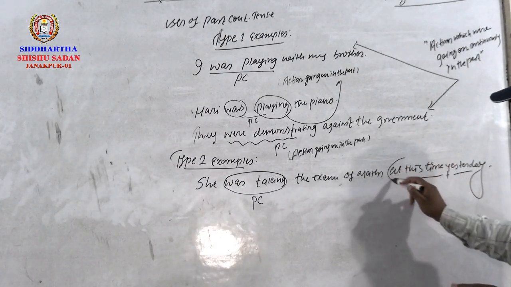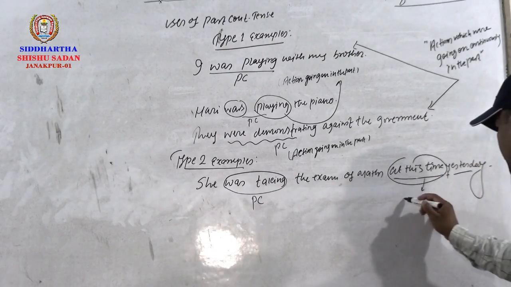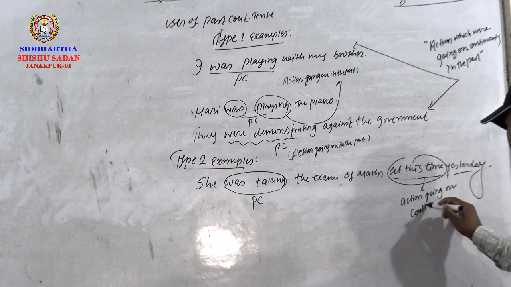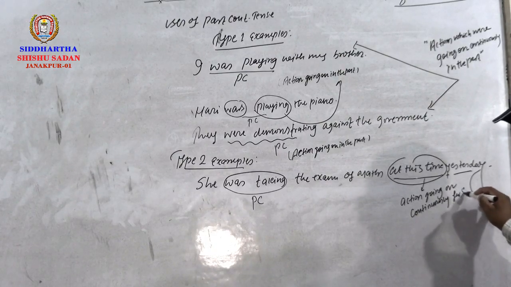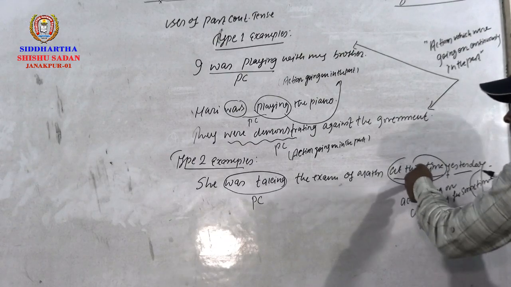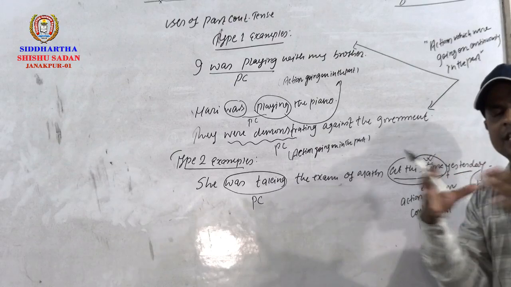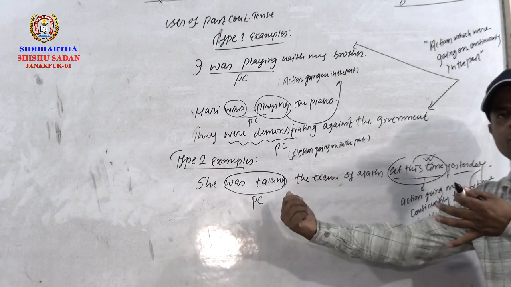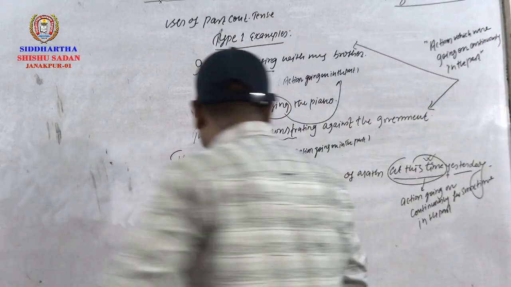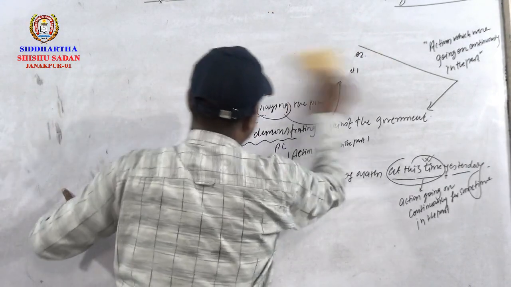That's why, because of this at this time plus yesterday, we use past continuous tense here. It shows action going on continuously for some time in the past. That's why past continuous tense is used here, because of this, at this time plus yesterday. It implies past continuous tense over here. That's why it is very, very important for you from the examination point of view. Let's see another example.